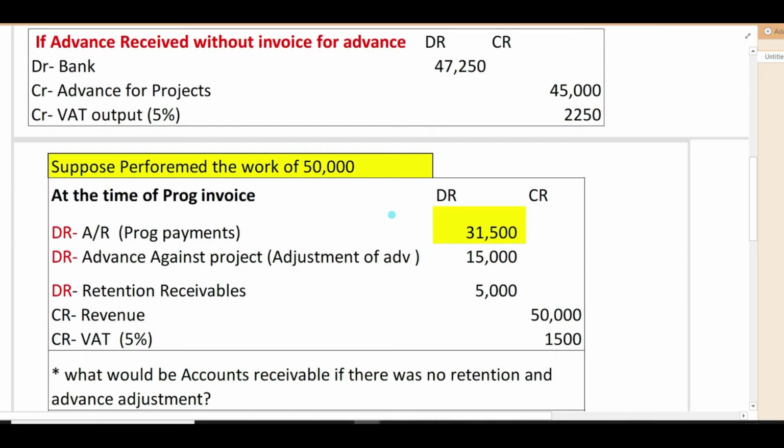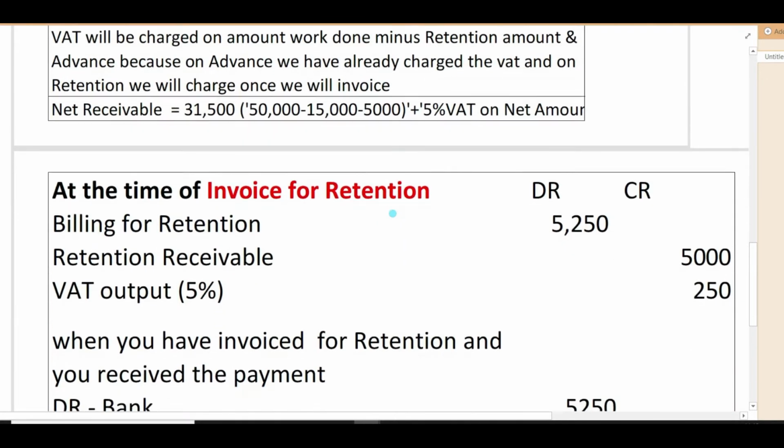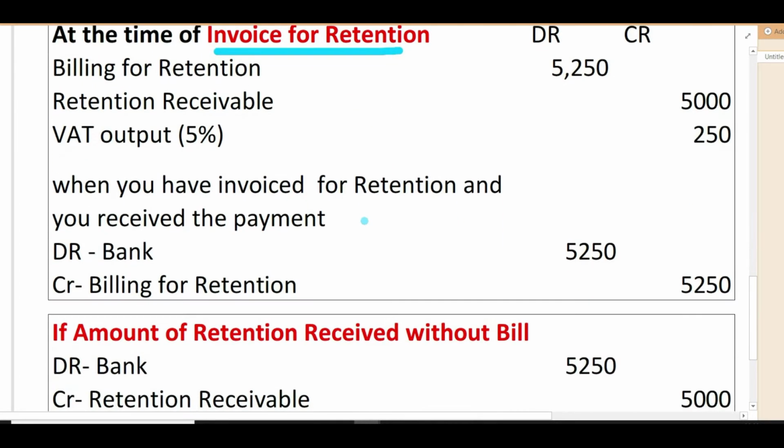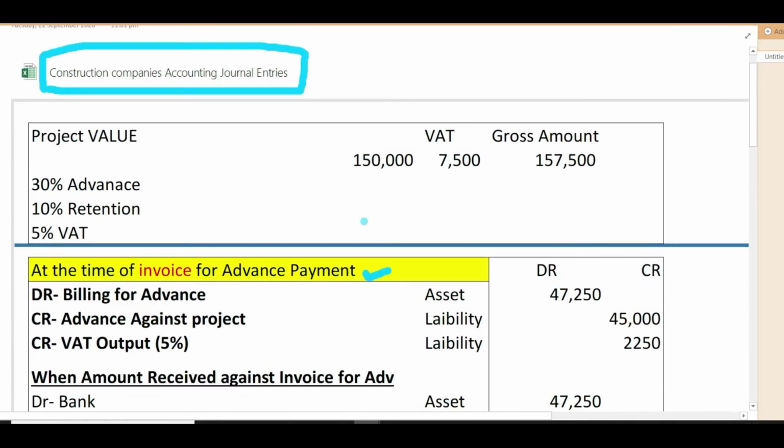Then we are going to discuss the journal entries for progressive invoice. Once you make the progressive invoice, what will be the journal entries? Then after that we are going to discuss the journal entries for retention with invoice or without invoice. If you have received the retention amount without any invoice, what will be the journal entries? And if you receive it after making the invoice for retention, what will be the journal entries? So all these entries we are going to discuss in this session with the help of an example.